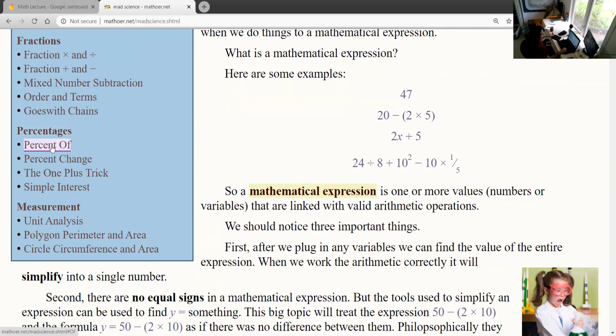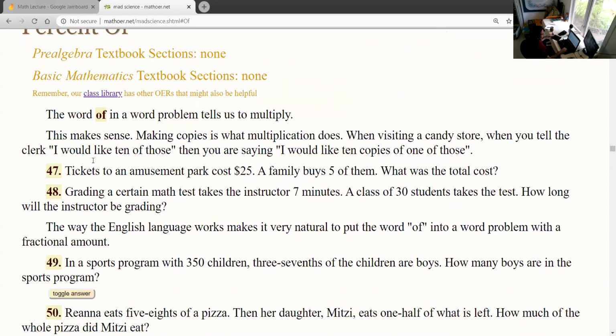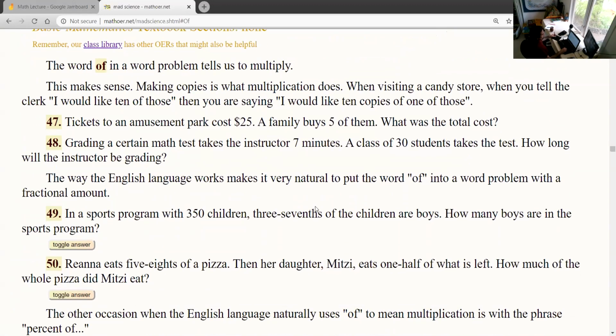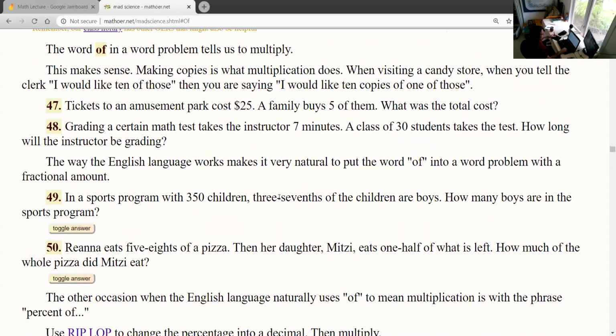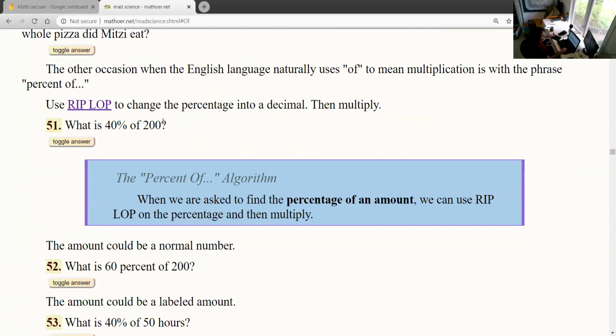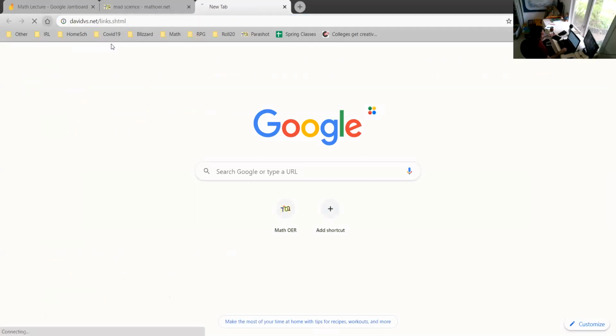Some say that we want to find the certain percent of something, just like 5 copies of $25 tickets, we could say what's 40% of some number. So this was the first type of percent problem that we're using more than one number together. And we discovered that of usually means multiply. So we could just change the percent into a decimal with RIPLOP and do our multiplying. So actually I will bring up a random problem.